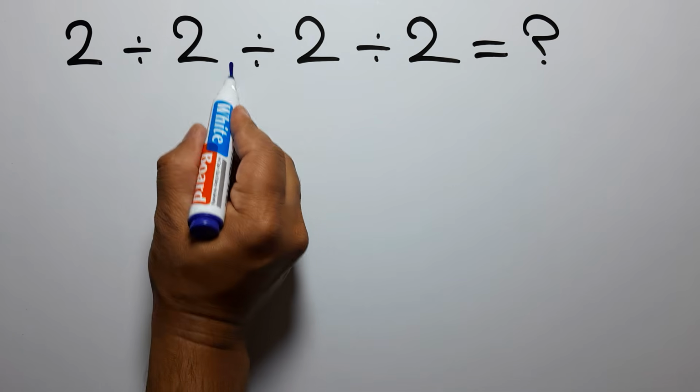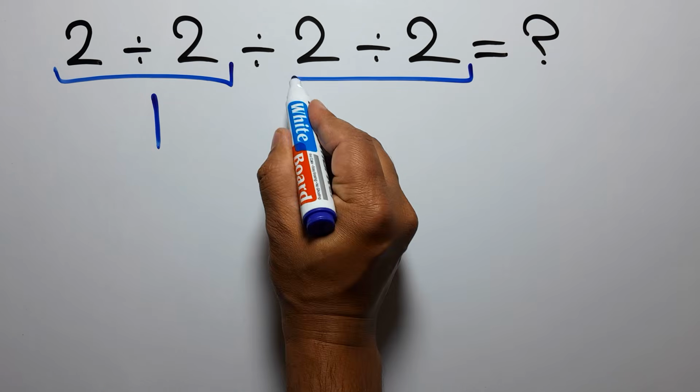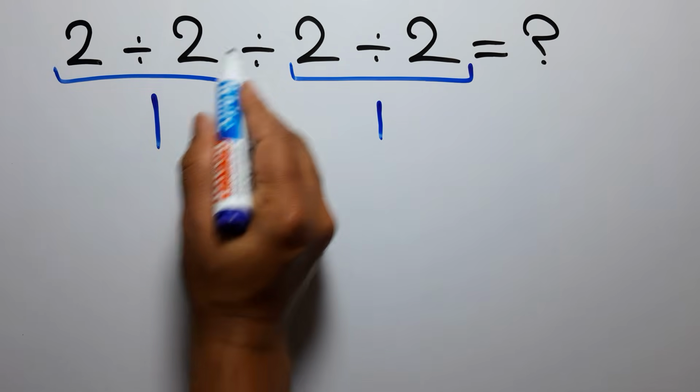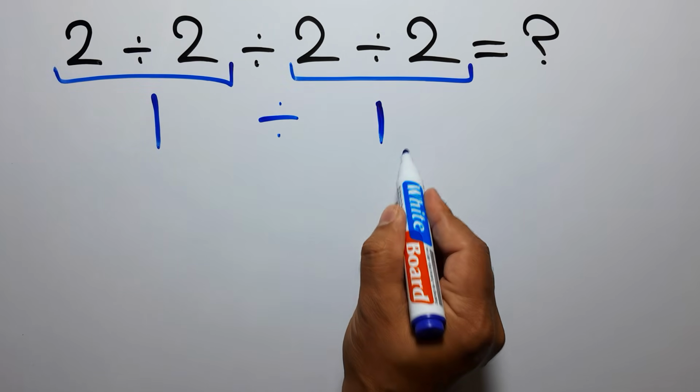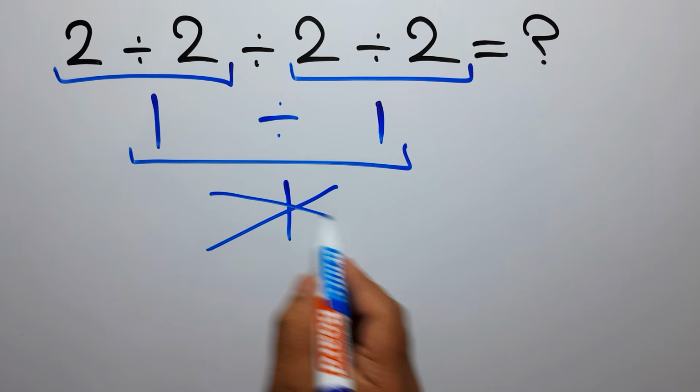2 divided by 2 gives us 1. And again here we have 2 divided by 2. So 1 divided by 1 is just 1. But this answer is not correct.